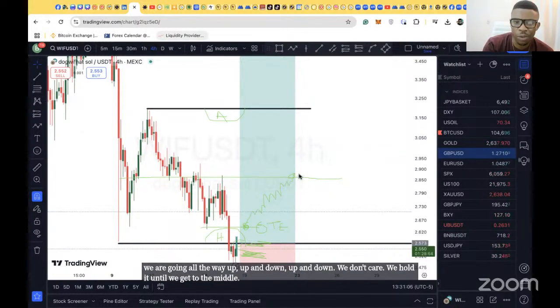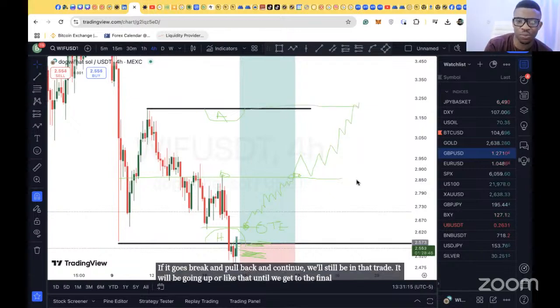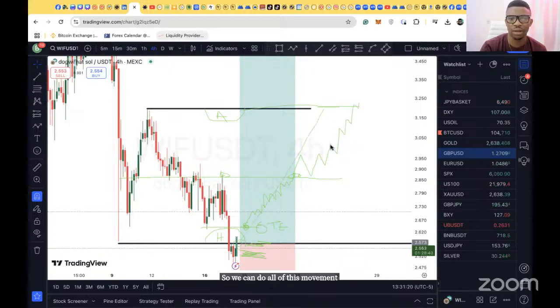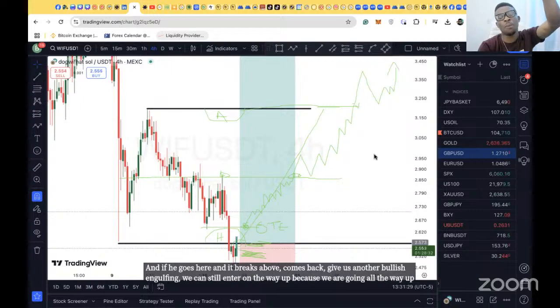From the middle, some people will take profit. That's the first resistance area. If it breaks, pulls back and continues, we'll still be in that trade. It will go upward like that until we get to the final bus stop, where they take profits. We can do all of this movement from here to here. And if it goes here and breaks above, comes back and gives us another bullish engulfing, we can still enter on the way up because we are going all the way up 1:8.